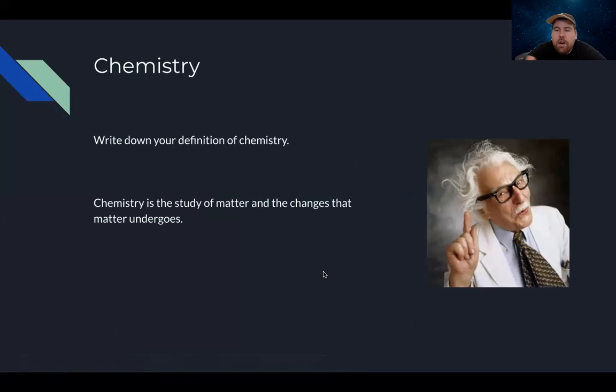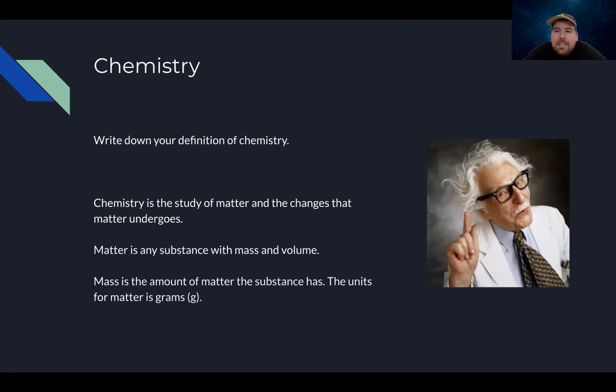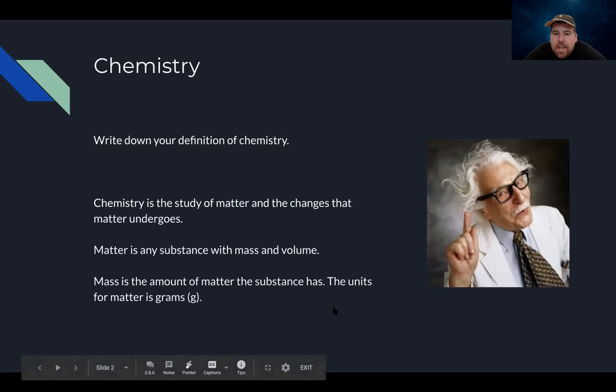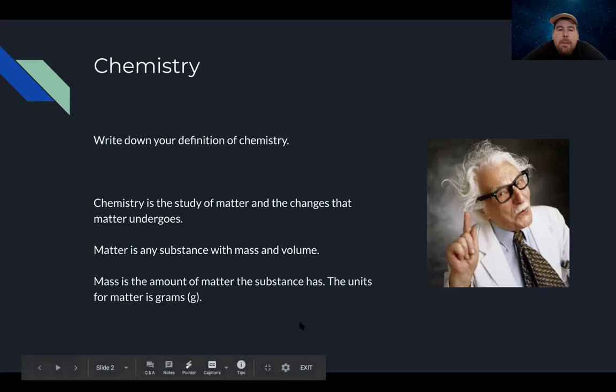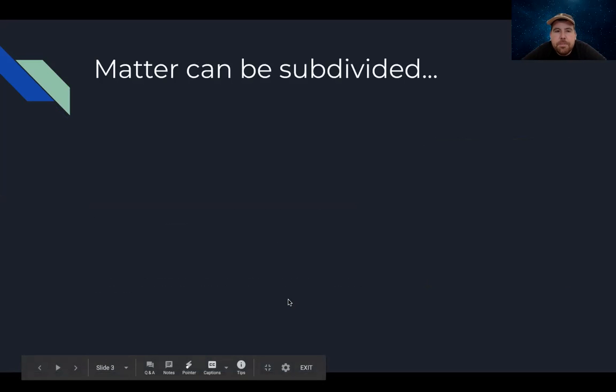So it's important for us to understand what is matter. Not what's a matter, what is matter. Matter specifically is any substance that has mass and volume. Remember, volume is the amount of space something takes up, and mass is specifically the amount of matter that substance has. It's not the same thing as weight. Weight is due to the force of gravity pulling down on us. Mass, once again, is just how much stuff is inside of something. The units for mass are grams.